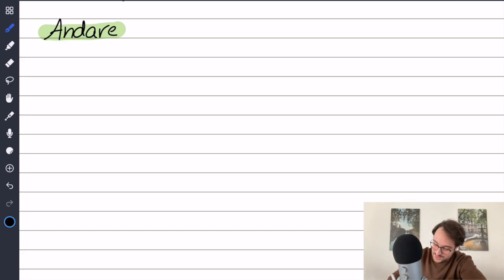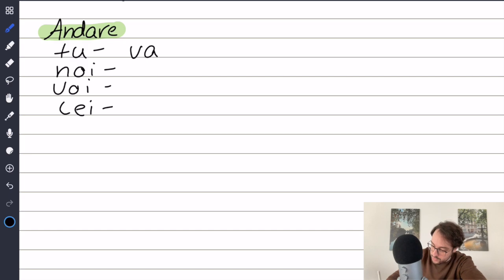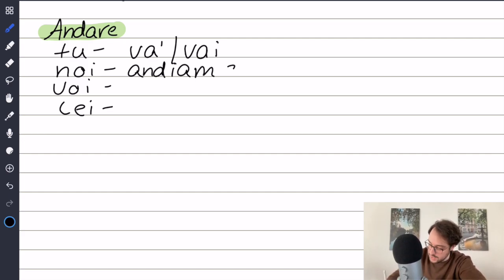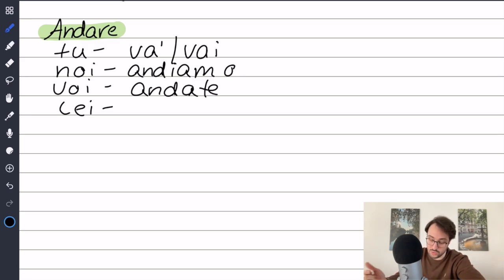So andare in the affirmative is as follows. Tu, noi, voi. We had a preview of this already. But tu is going to be va or vai. Vai is also acceptable. Noi is andiamo. Voi is andate. So even though it's irregular, we don't say the congiuntivo presente form for the voi here. So it doesn't work for all verbs, okay? But the lei form does.